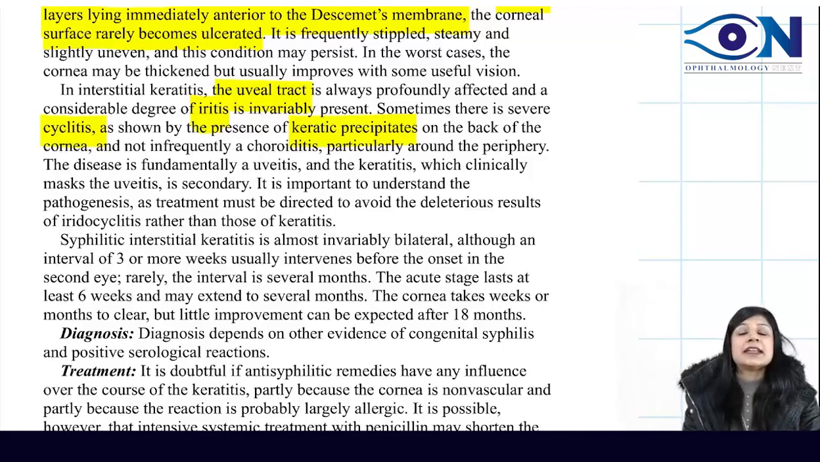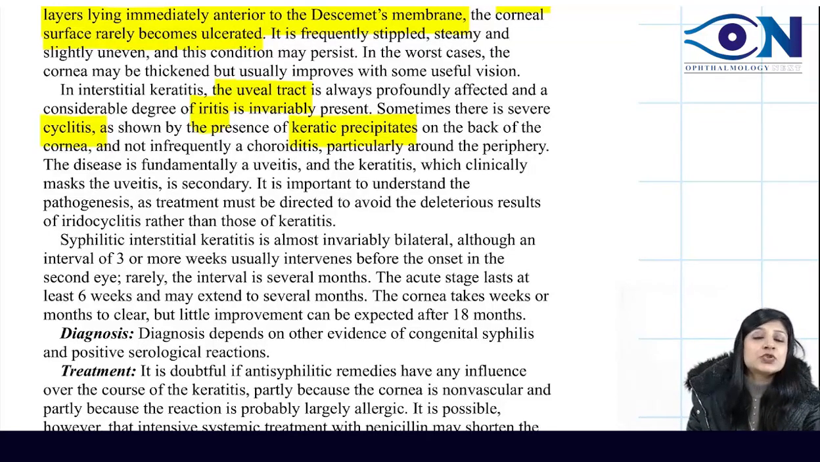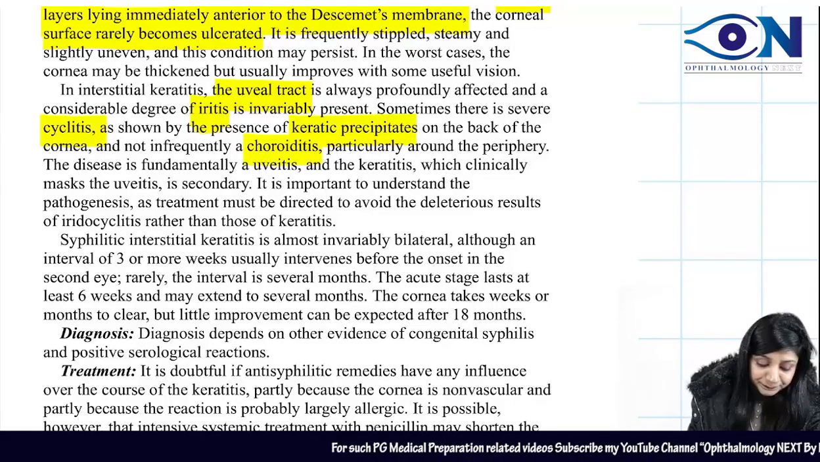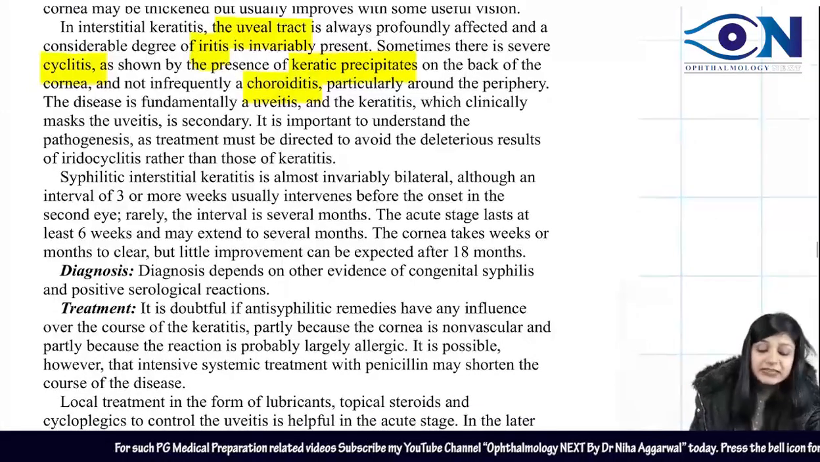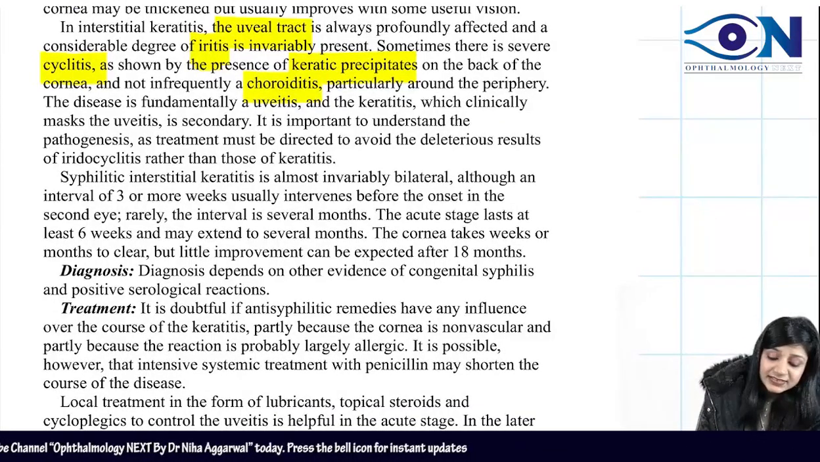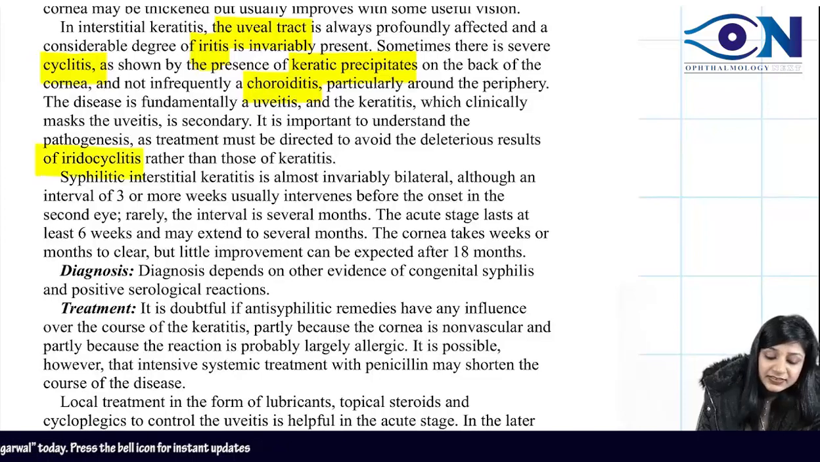So in cases of interstitial keratitis, you can also have iridocyclitis. Iridocyclitis means anterior uveitis, and anterior uveitis means keratic precipitate. So you can get that. And you can even get posterior uveitis, choroiditis can also be there. It is important to understand the pathogenesis. Treatment must be directed to avoid the deleterious results of the iridocyclitis rather than those of keratitis.